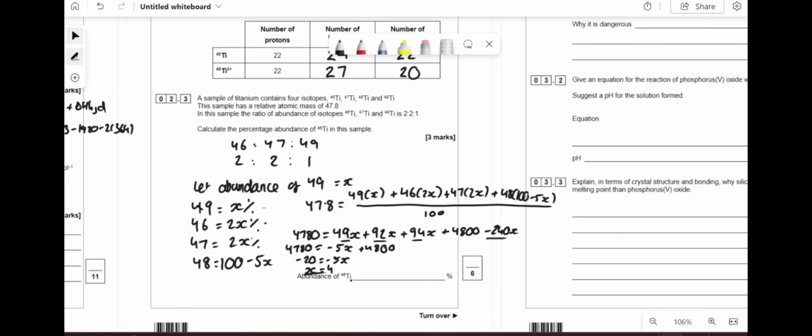So now we know x equals 4, but it's asking us for the abundance of 46Ti. We said 46Ti is 2 times x. So that means it's going to be 8%.